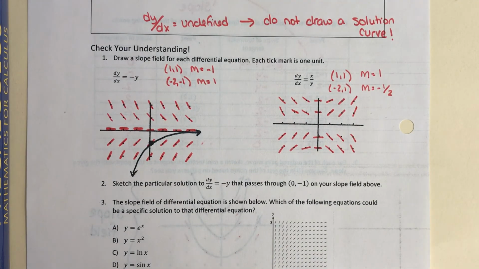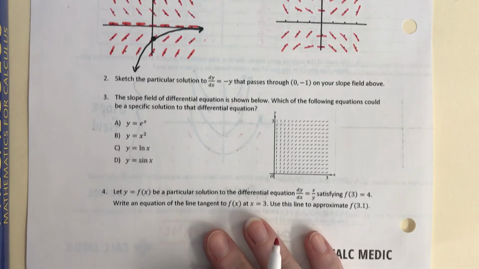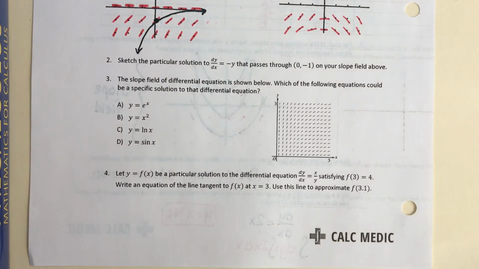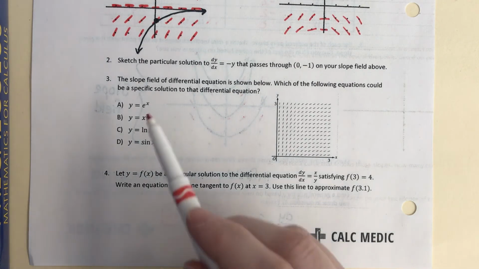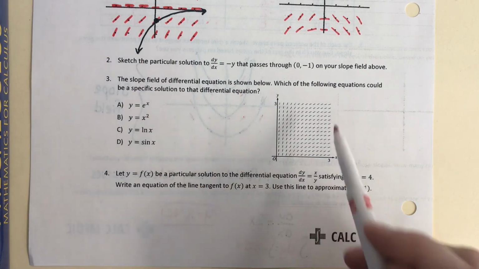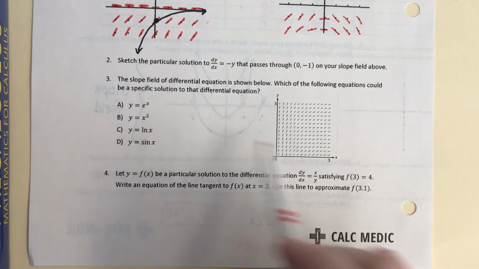Okay, so let's go to question number 3, which is an example of a multiple choice question. You might see a question like this on the AP exam. Number 3 says the slope field of a differential equation is shown below. Which of the following equations could be a specific solution to that differential equation? If you remember what all of these graphs look like, it should be pretty obvious which graph fits this.